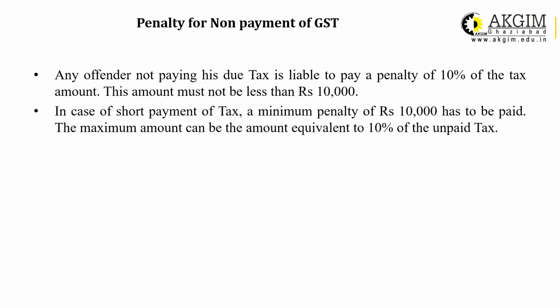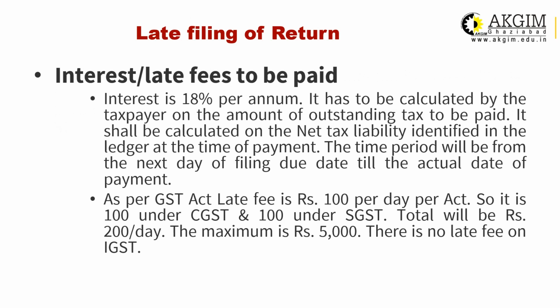That means there is a due date for tax payment. If you are not paying your GST within the due date, then you are liable to pay a penalty of 10% of the tax. This amount must not be less than 10,000. In case of short payment of tax, a minimum penalty of 10,000 has to be paid. The maximum amount can be equivalent to 10% of unpaid tax. That is the maximum and minimum limit.